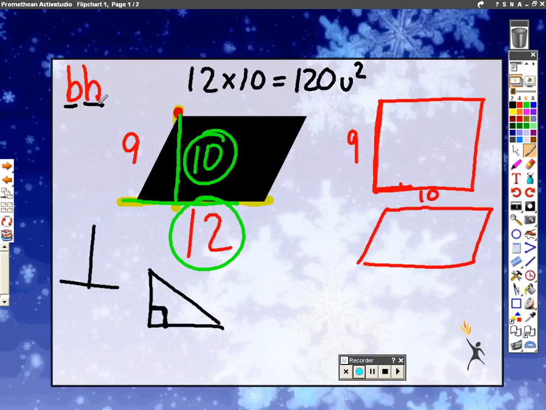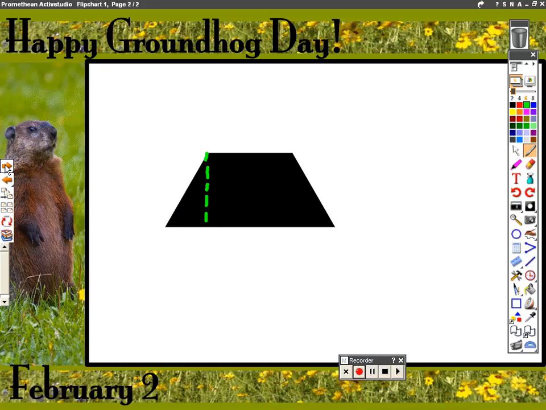So, to remember, a parallelogram is just like a slanted rectangle, but you need to be careful. My base and my height are perpendicular. They need to form a right angle. And sometimes you'll notice they'll identify it with a little square to help you out. Moving on, our next shape that we're going to look at is a trapezoid.